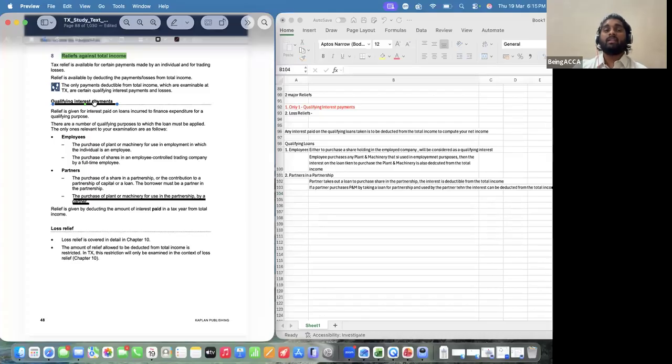All right. Next is loss relief. As I mentioned, we'll discuss loss relief in detail when we move to that chapter, and losses for trading individuals, and also chargeable losses. You do not have to worry about it.